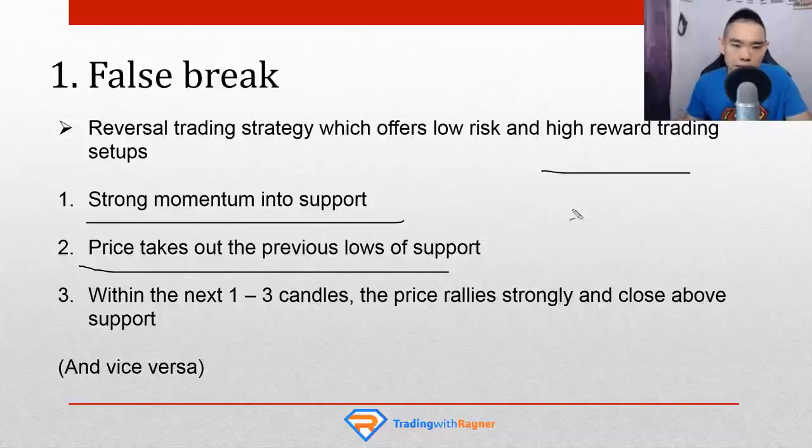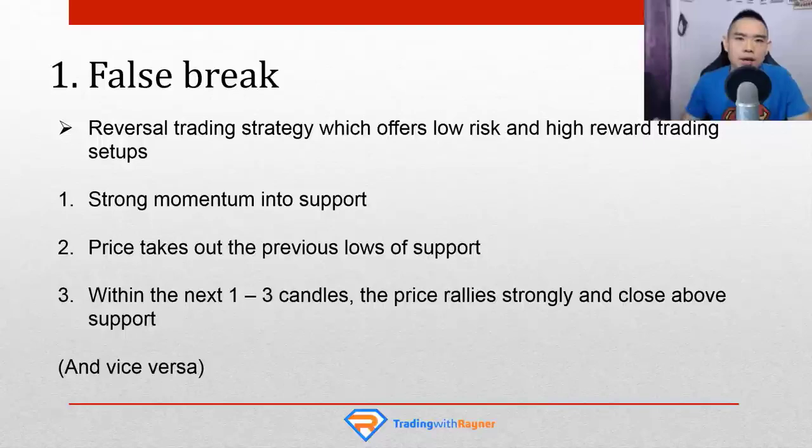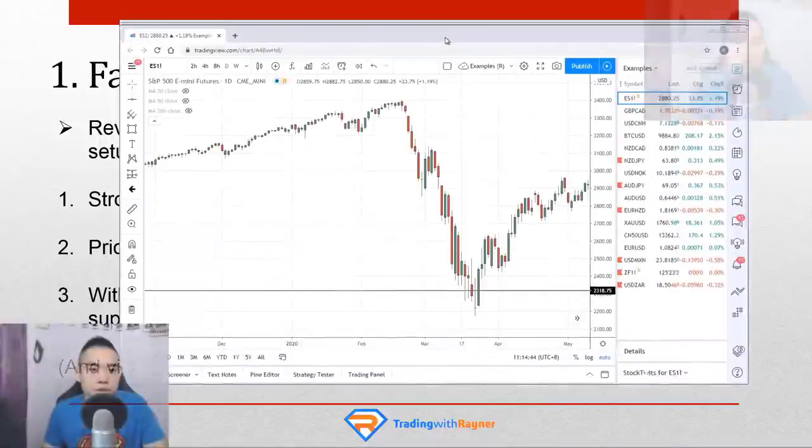So in essence, it looks something like this, okay? Price makes a strong momentum move into this area of support and then quickly rejects it up higher and closes strongly above support. So vice versa for a short trade, right? You're just looking for a strong momentum into resistance, get a price rejection, and that's pretty much it. So let me share with you a few examples, so you can see this in action.